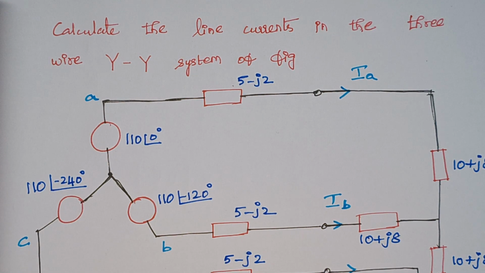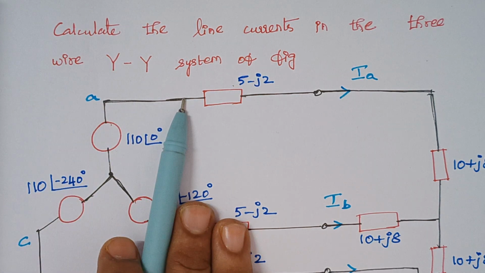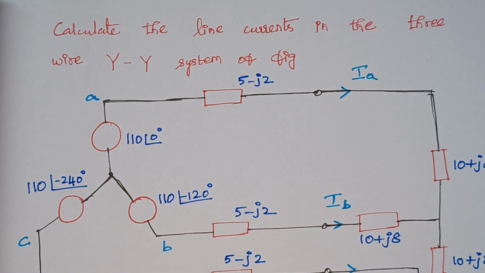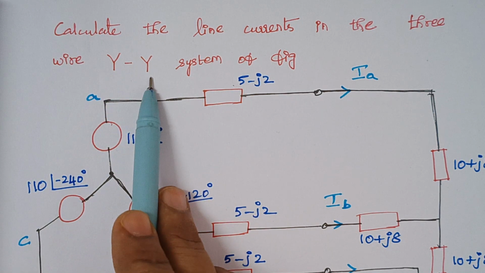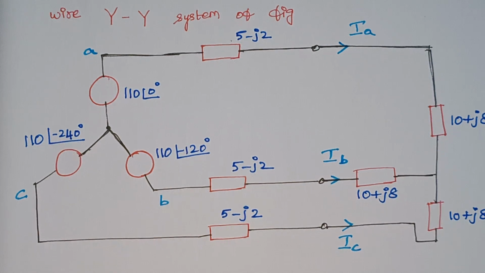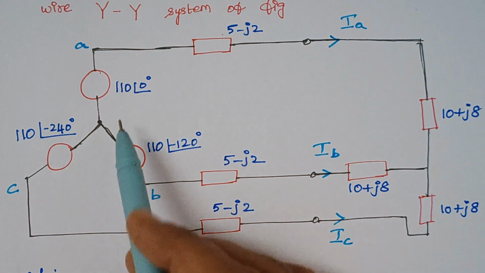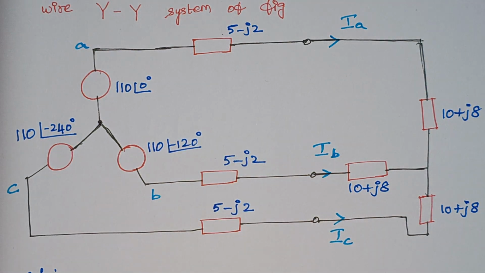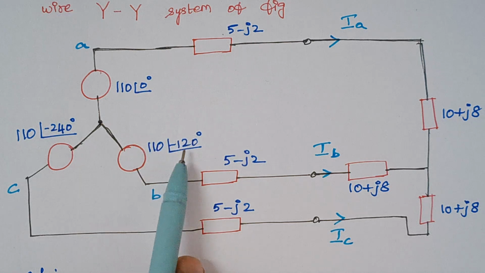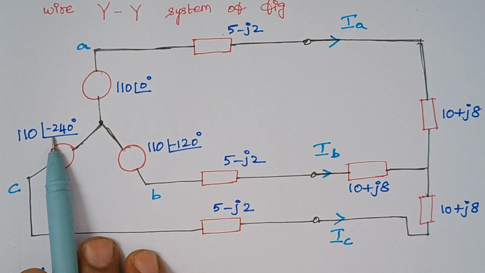So the problem is to calculate the line currents in the 3-wire star-star system. Here this star denotes the source and this star denotes the load. This is the given circuit diagram. The source is a balanced one, a star network. You see the respective phase differences, that is the difference in angles: it is 0 degree, minus 120 and minus 240.